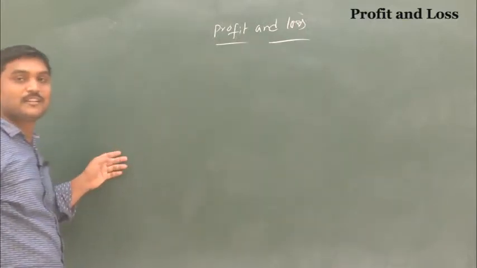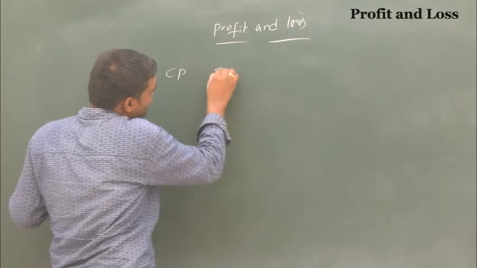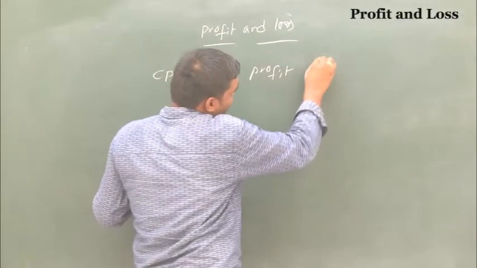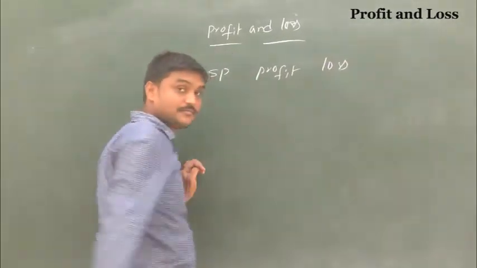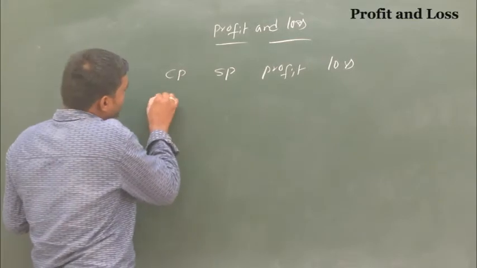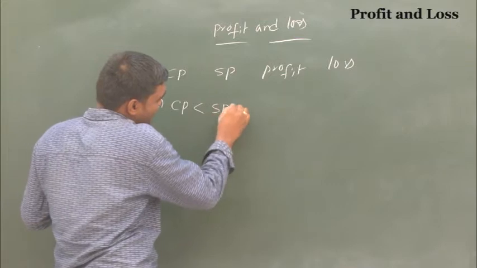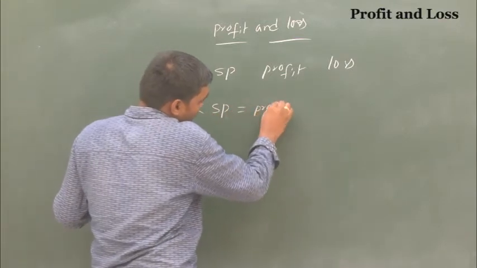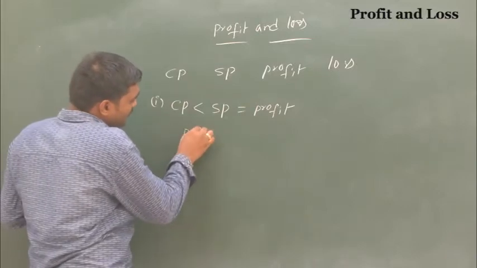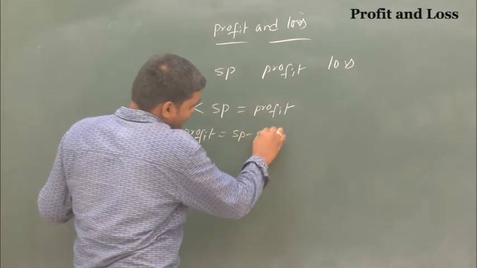Now we discuss profit and loss. In profit and loss, we have cost price, selling price, profit, and loss. First point: if cost price is less than selling price, it gives a profit. Profit equals selling price minus cost price.